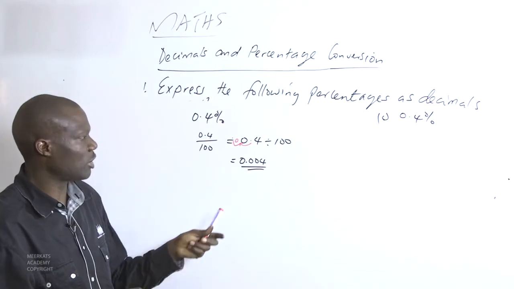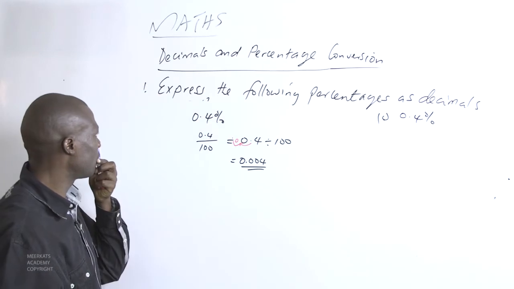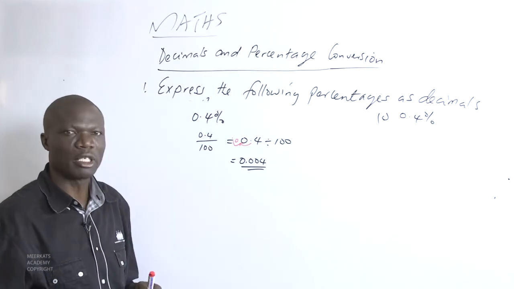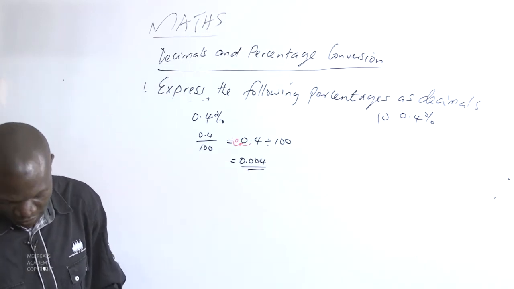So you find it is already correct to 3 decimal places. So we can simply convert any percentage into a decimal.